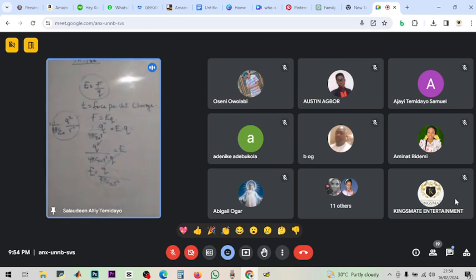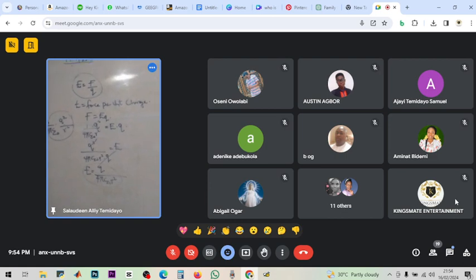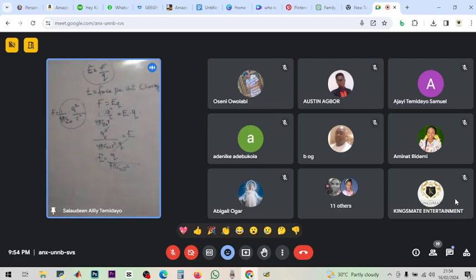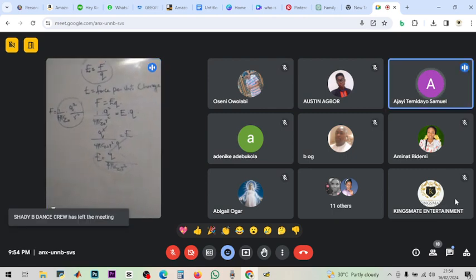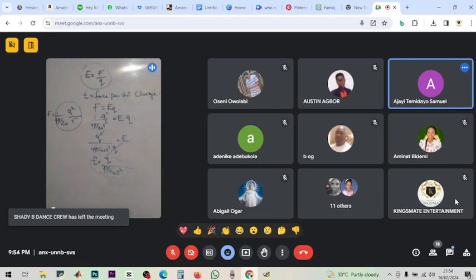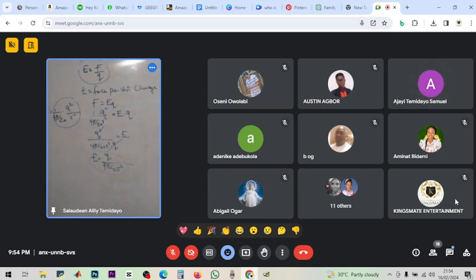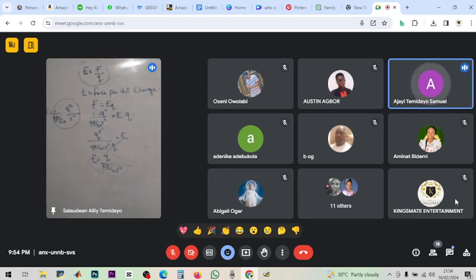I think we'll do some work with this one. I don't know if there will be an example under electric field. Let me ask that. Those of you that have the materials here, please, is there an example under it? Yes, there's an example there. What do you say, Mr. Ajayi? All right. Should I call it out?